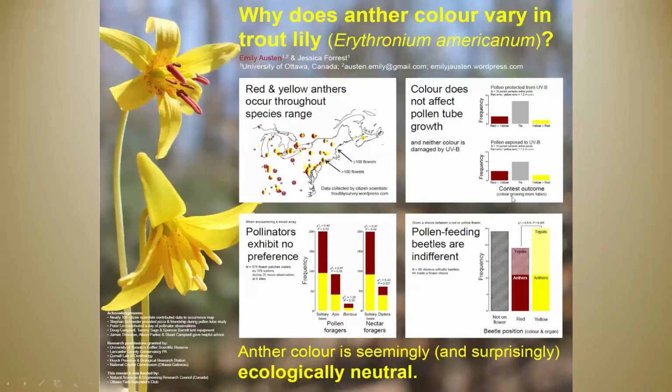But in general, this poster has many things to recommend it in terms of poster design. You can easily see what the name of the poster, the research, is. You can easily see what the major findings in this study are. It looks like there are 4 major findings. And then you can see the big picture takeaway that for this particular species of flower, the trout lily, the color of the anthers, which is over here red or yellow, is seemingly and surprisingly ecologically neutral. So this poster has a lot to recommend it.